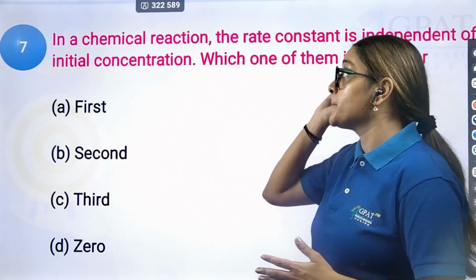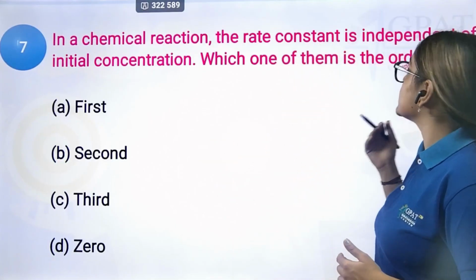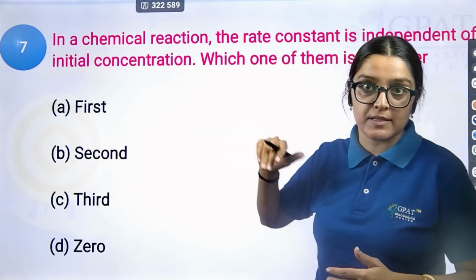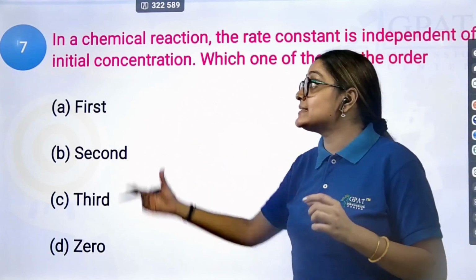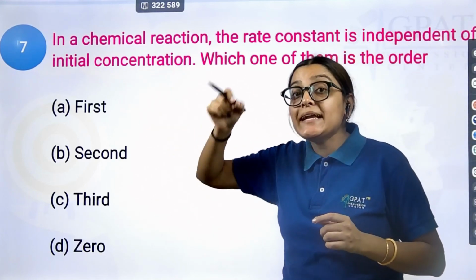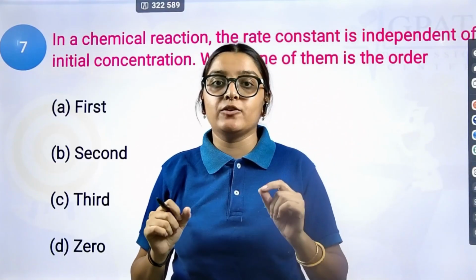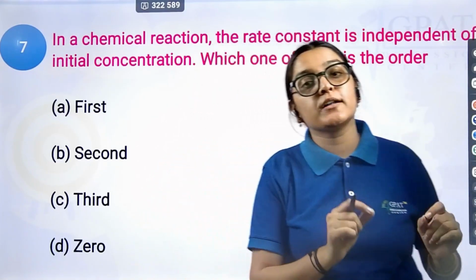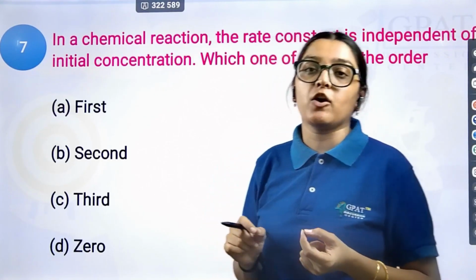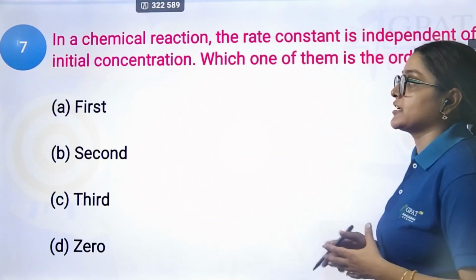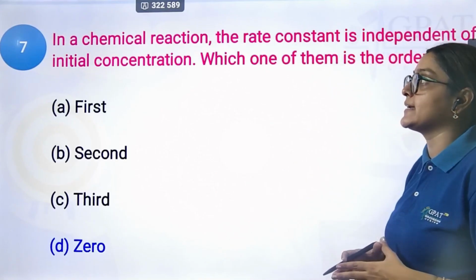Next: in the chemical reaction, the rate constant is independent of initial concentration. Which one of them is the correct order? As it suggests, it is independent of the initial concentration, so it's a very good hint that it is zero order, in which we generally say the rate of reaction is independent of the initial concentration. So it will be none other than our zero order. Option D here is correct.